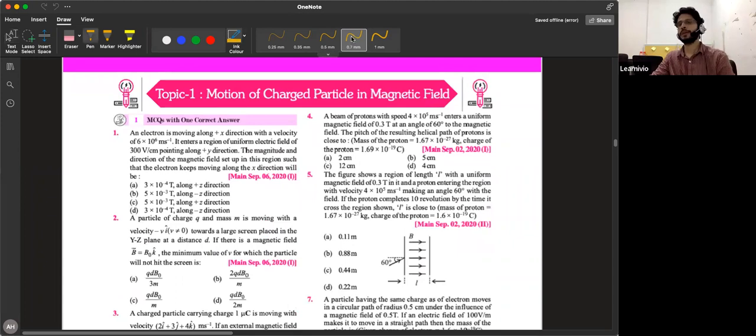So we will start from the force on a charged particle in magnetic field. First we'll do force on a charged particle, and then we will do Biot-Savart's law and Ampere's law. Let's start with the first question.